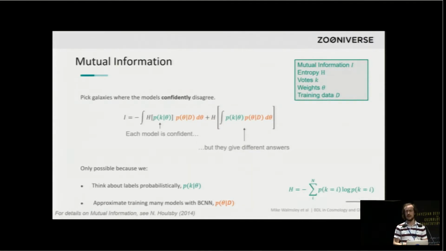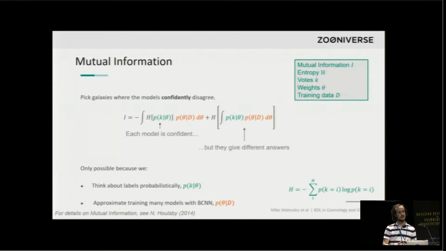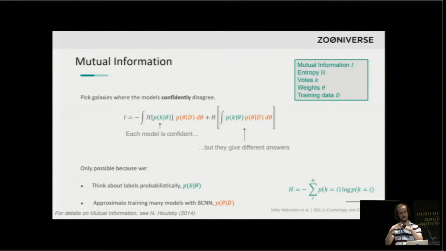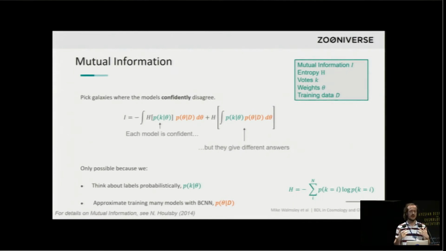So the intuition here is that we're picking galaxies where each model is confident, so the entropy of the predictions of a particular model is small, but once you marginalize over the models, those green posteriors, they disagree, right? And I think it's quite intuitive that where our models disagree, those will be the ones that we really ought to label. And that's kind of in contrast to uncertainty sampling that Emily talked about, for example, yesterday, which is really just the right-hand term of this, right?